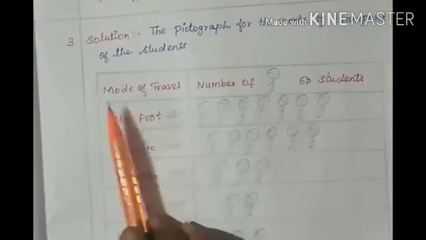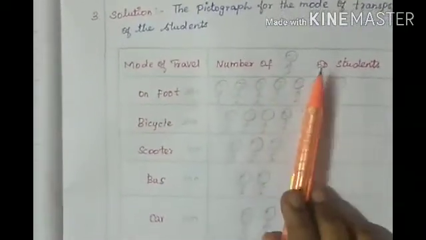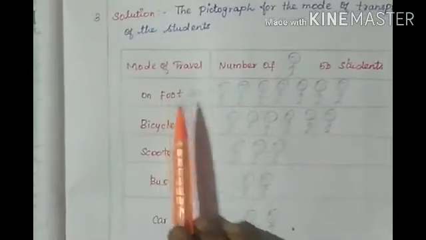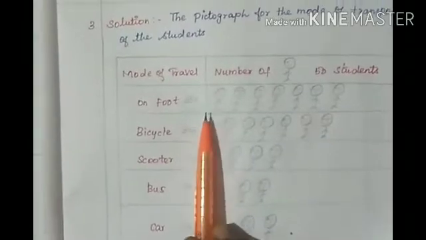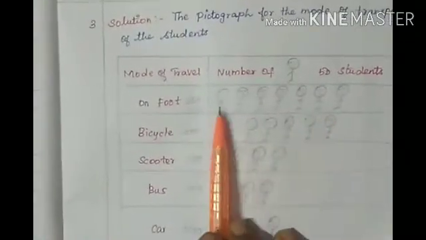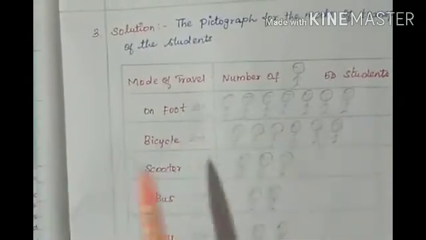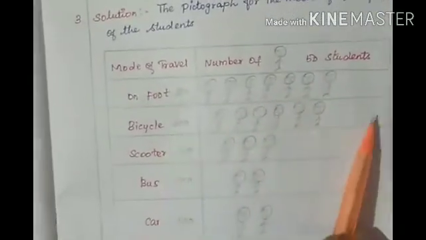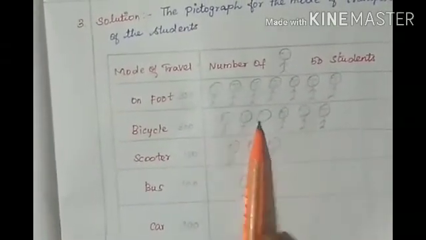Okay, children, mode of travel, number of students. One diagram represents 50 students, right? So on foot, what is given? The number is 350. So 350 divided by 50. What is the answer? 7. Just draw 7 diagrams here. 1, 2, 3, 4, 5, 6, 7. The next, bicycle, 300. 300 divided by 50 is how much? 6. So you have to draw 6 diagrams. 1, 2, 3, 4, 5, 6.